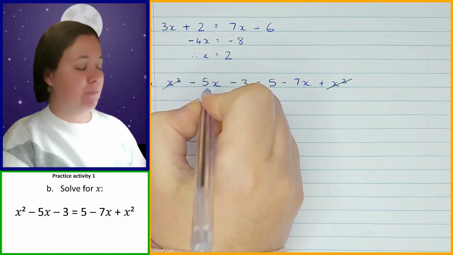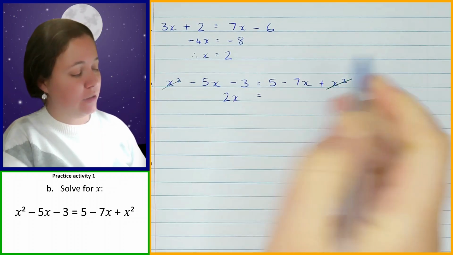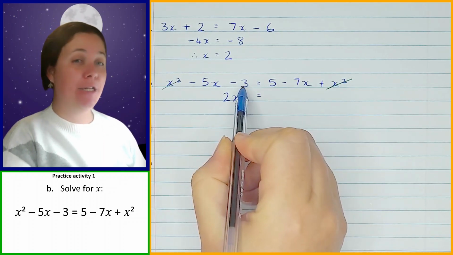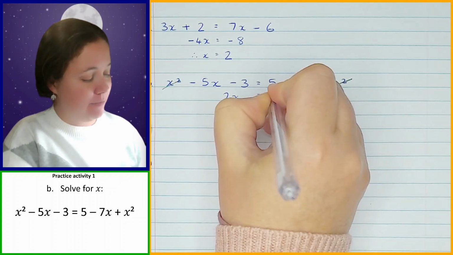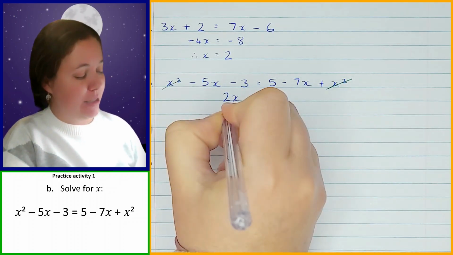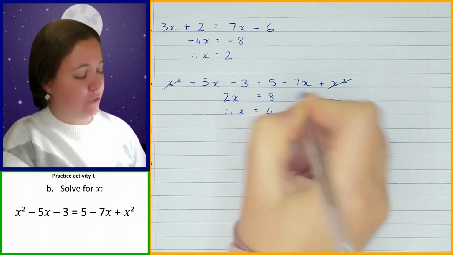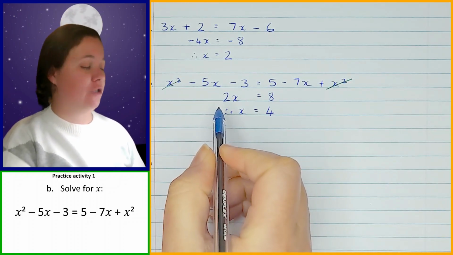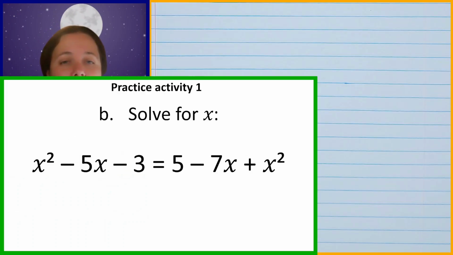So negative 5x plus 7x is 2x on the left, equals. Then I'm going to add 3 on both sides. So I've got 5 plus 3 is 8. Divide the 8 by the 2, and that gives you x equals 4. So that's what you should have got for question B. Okay, now we're going to go on to another example.